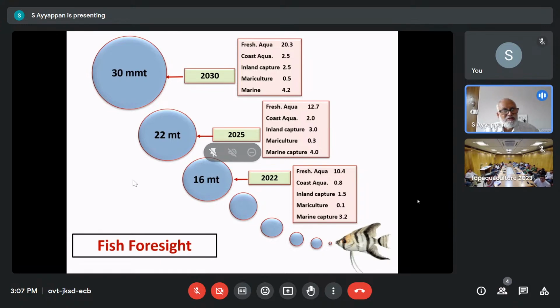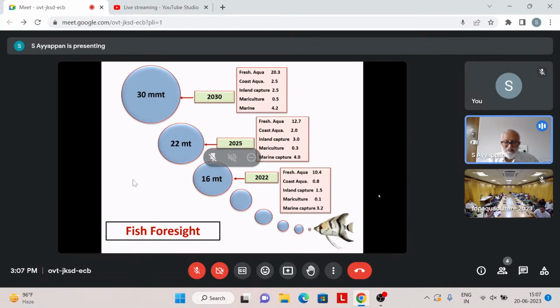It has to be an all-round application approach, a wholesome approach to fisheries and aquaculture.